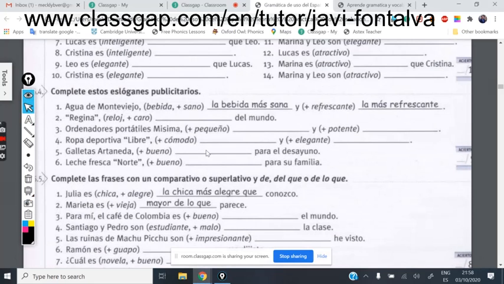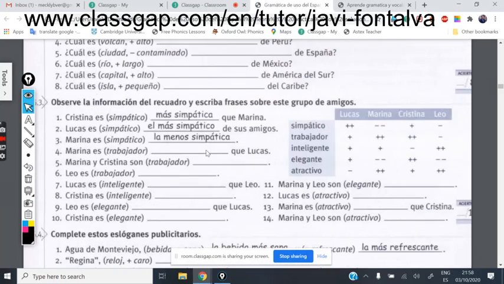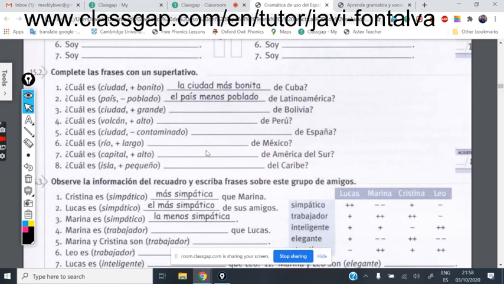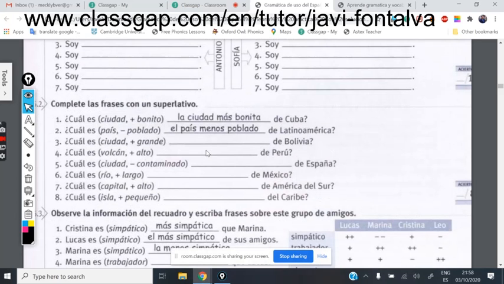Está en calor. No hay más sana, no más refrescante. Es que no confuse. La ciudad más buena es una. Okay, let's try number two. Seems interesting as well. So, ¿cuál es la ciudad más grande de Bolivia?